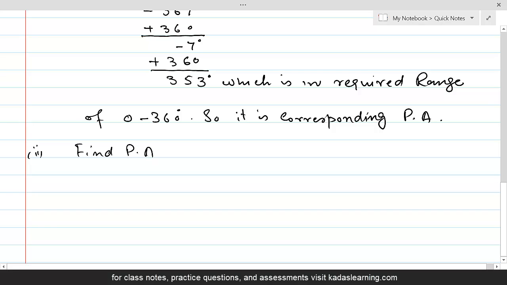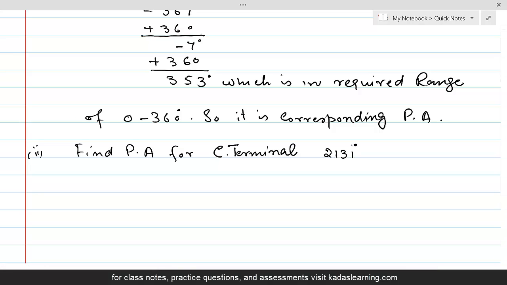and let's find the principal angle for the second question. Find PA for the coterminal angle of 2131 degrees. Now this is a positive angle, and we have to bring this angle into the range of 0 to 360. Now we will continue to subtract 360.